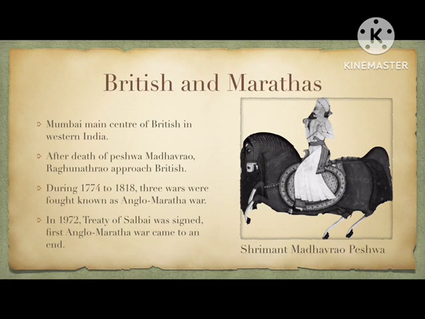During 1774 to 1818, three wars were fought between the Marathas and the British. During the First War, the Marathas unitedly fought against the British and hence proved superior. In 1782, with the Treaty of Salbai, the First Anglo-Maratha War came to an end.